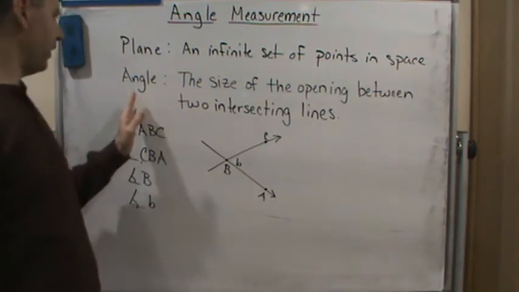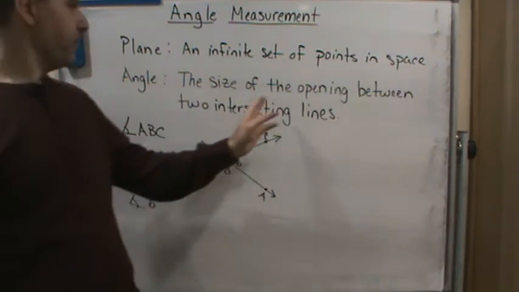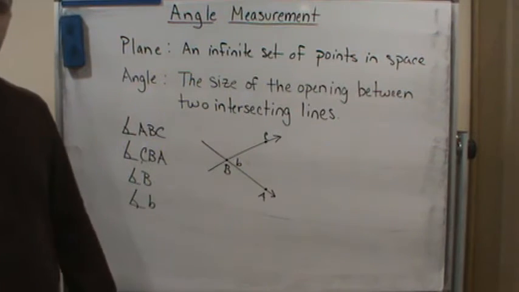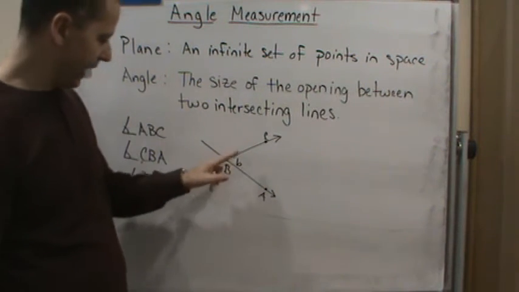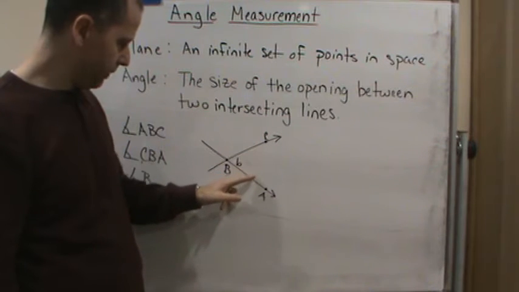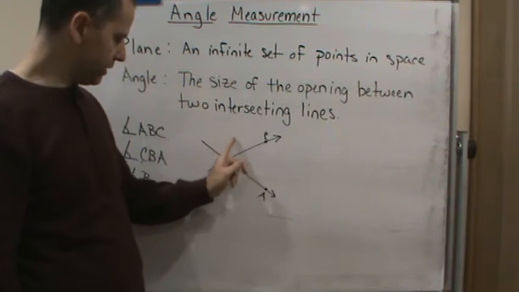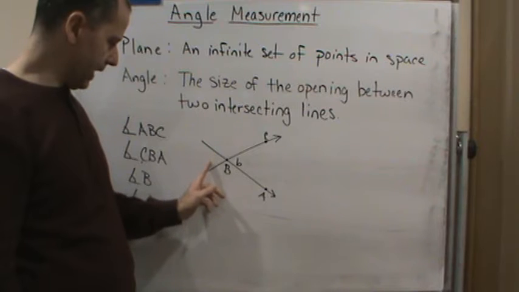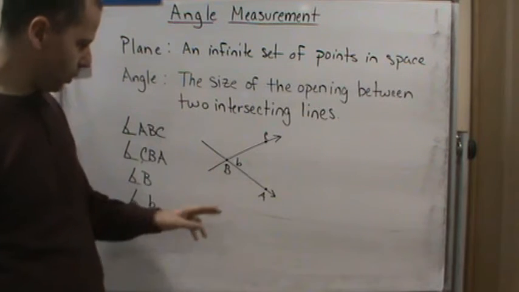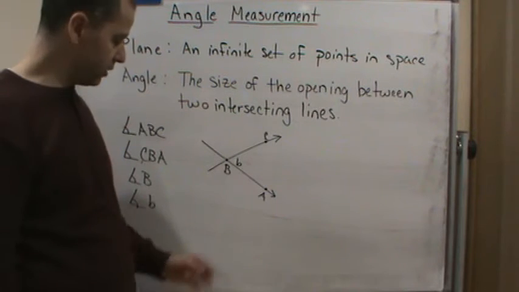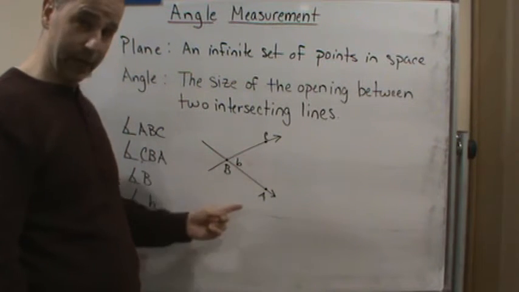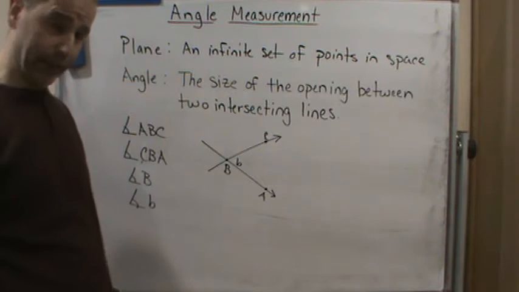Okay, an angle is the size of the opening between two intersecting lines. For example, if we have this intersection, then the angle would be this opening here, the measurement of this opening, or the size of this opening, or this opening. So in this case, any two intersecting lines create four angles, and we can measure those four angles.